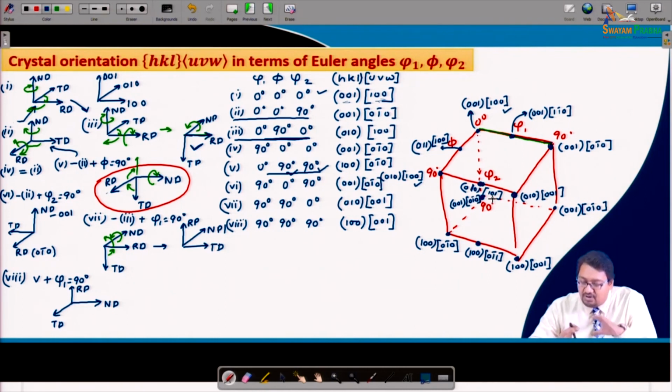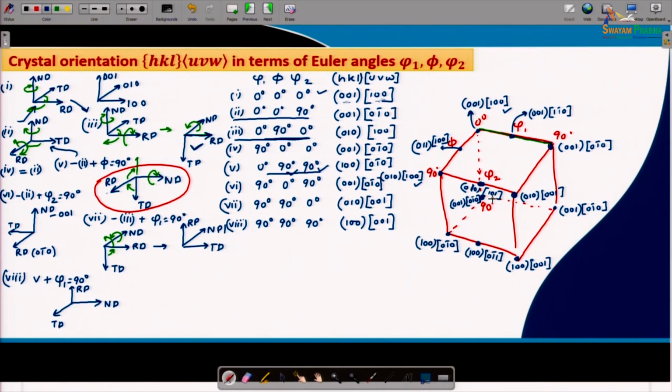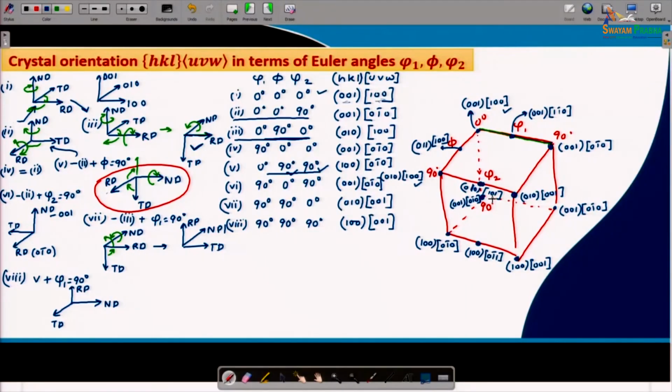So, this is all for today's lecture. In this lecture, what we have found out is that we can trace back the HKL UVW in terms of the Euler space. So, the Euler space can be represented in terms of the HKL UVW, and thereby one can find out the relationship between the Euler angles and the HKL UVW.